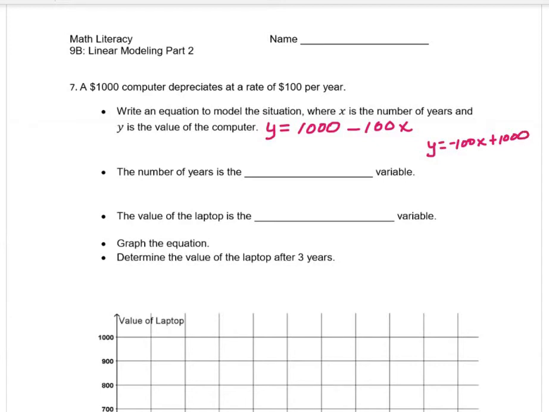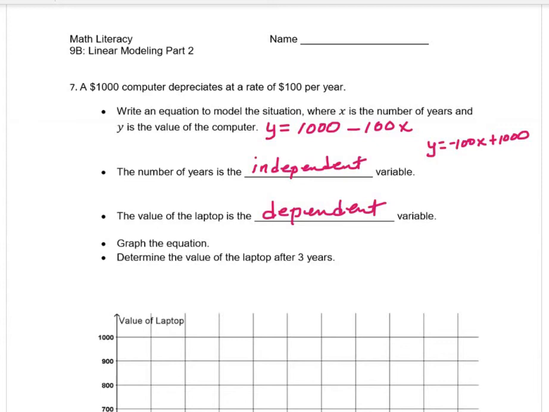The number of years is the independent variable, and the value of the laptop is the dependent variable. The value of the laptop depends on how old it is.